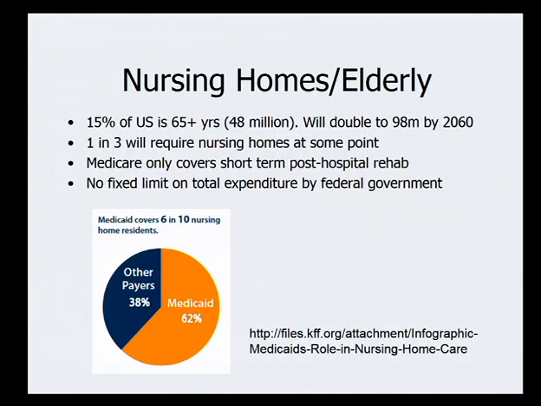A little extra on nursing homes and the elderly. 15% of the U.S. is 65 years and older. That's obviously a rising number. People are going to need nursing homes. Medicare only does that short term. So when we talk about Medicaid, we're talking about nursing homes. And remember, there's no fixed total dollar amount that the government's going to spend. So nursing homes are a very big part of the Medicaid docket, and Medicaid is a big part of every nursing home's income.